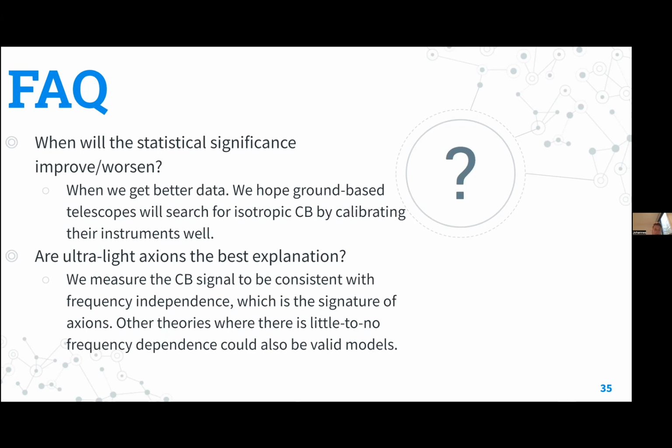So when will the statistical significance improve or worsen? The answer to that is we need better data, because at this time we have squeezed all the data out of Planck and WMAP, and we don't really have much more to go on. So we're hoping that ground-based telescopes will start pursuing this as well. If ground-based telescopes especially can calibrate their instruments well and guarantee that the miscalibration angle is small, then this analysis will be so much simpler, because you don't have to worry about the polarization of the foreground.